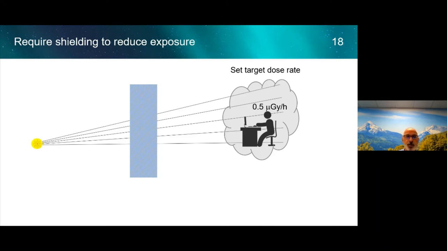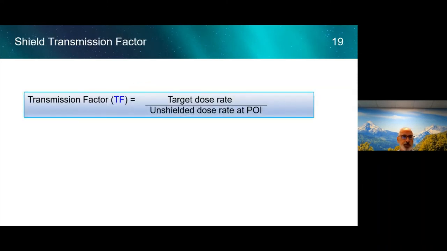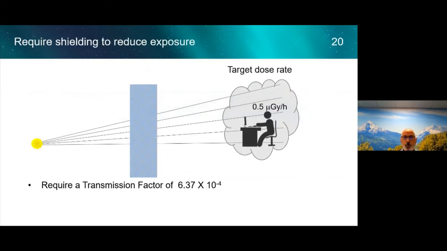So we can use that information to set up a transmission factor for that shield. And the transmission factor is simply the target dose rate, that's 0.5, divided by the unshielded dose rate, which is approximately 780. So if you substitute the numbers in, you find that your shield should have a transmission factor of 6.37 times 10 to the minus 4. That's the fraction of radiation that you want that shield to transmit through to the position of interest. So that's what we require, 6.37 times 10 to the minus 4.